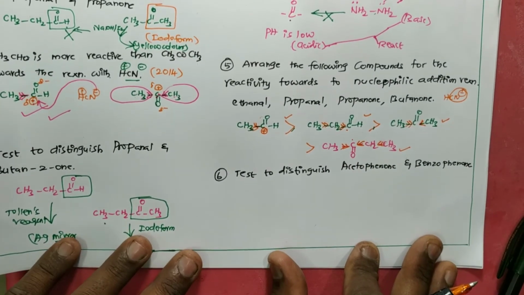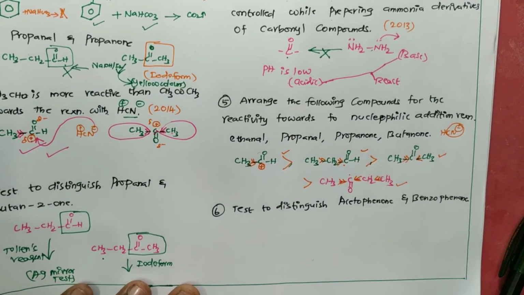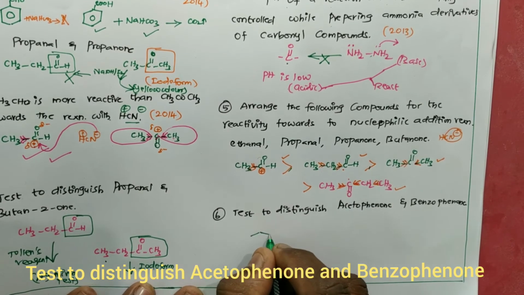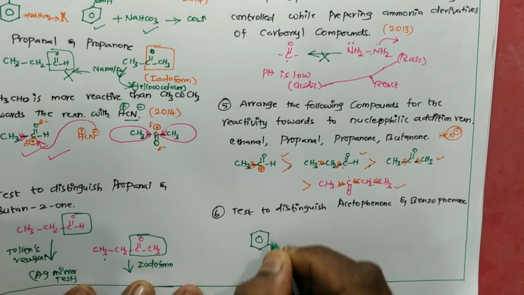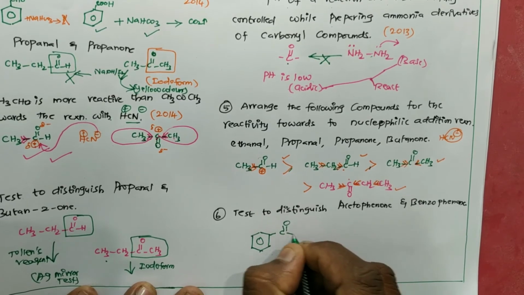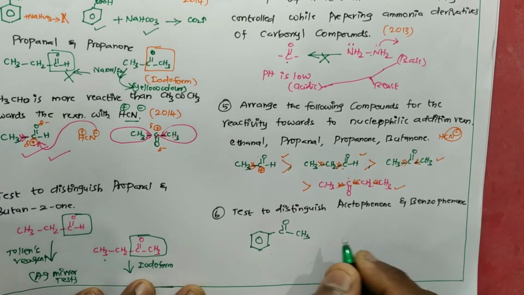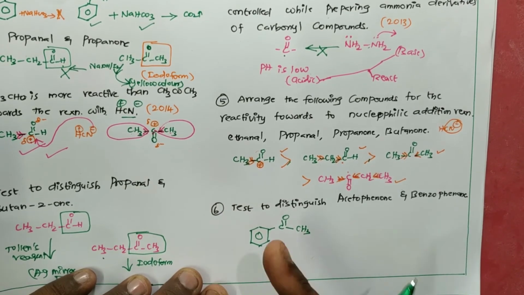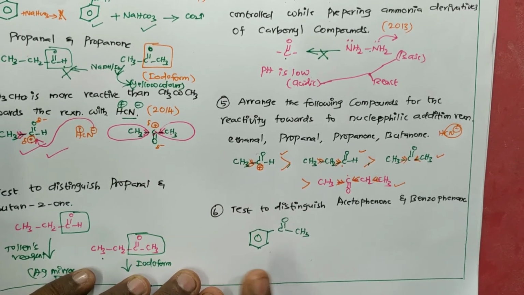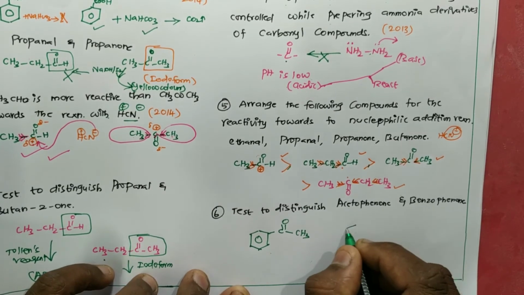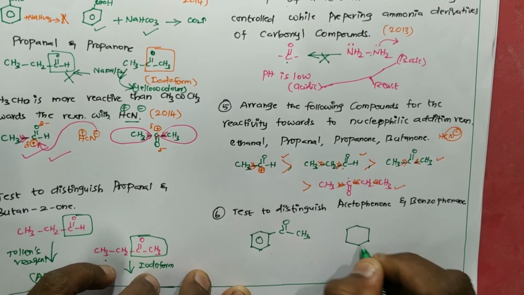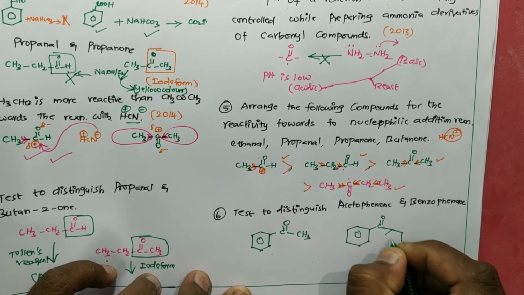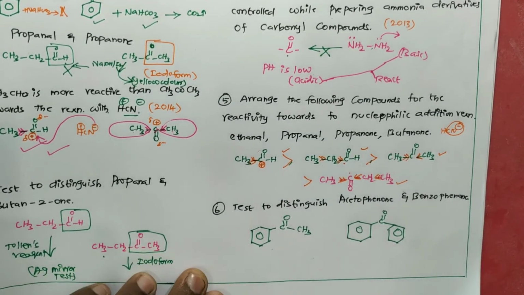And the next one is the test to distinguish acetophenone and benzophenone. First of all, we have to write the structures of acetophenone and benzophenone. When it is called a phenone, there is one keto group attached with an alkyl group and an aryl group, and the nomenclature should end with phenone. If it is an acetyl group, it will be called acetophenone. If it is an aryl group, it will be called benzophenone. Okay, so how can we distinguish?